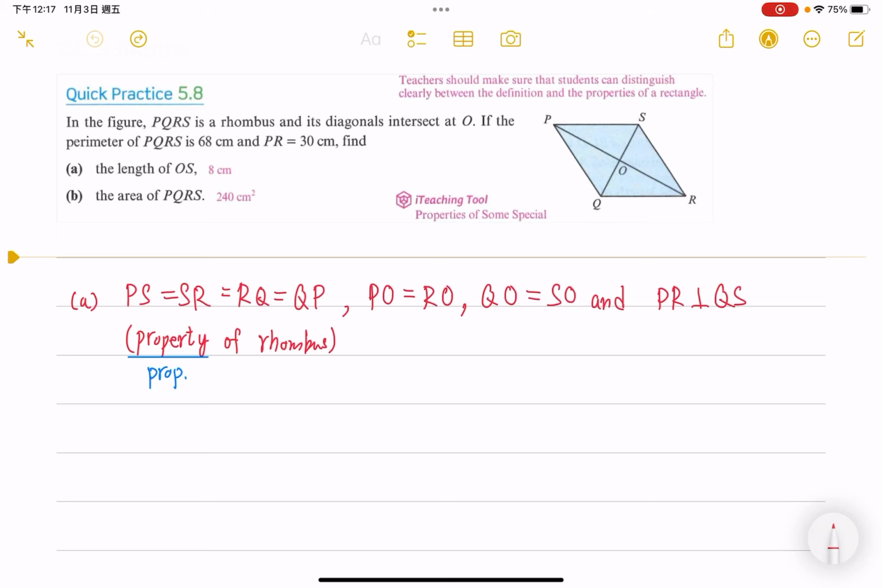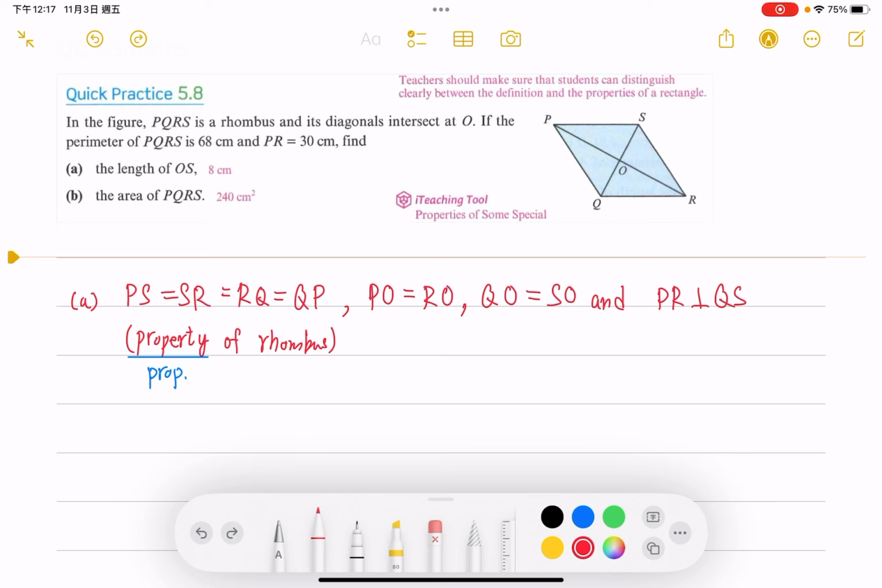rhombus, and we have this. You can see that we have 4 equal sides. Of course, this is just the definition of the rhombus. However, in practice, we have to write the property of rhombus as the reference of it. Other than that, the diagonals bisect each other. So we have two pairs of equal sides, that is PO equals RO and QO equals SO. And we have a pair of perpendicular lines, that is PR perpendicular to QS.